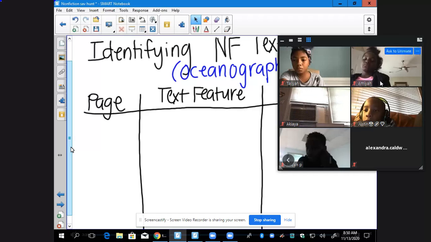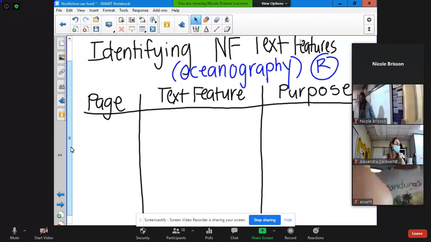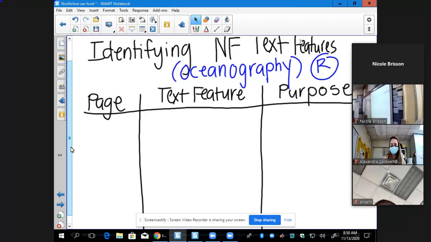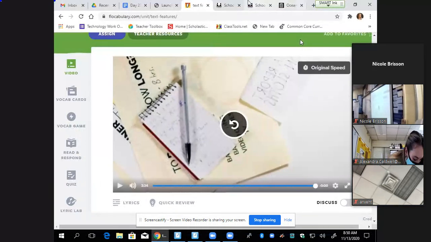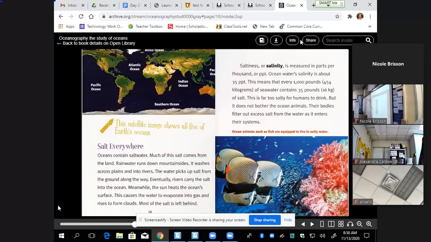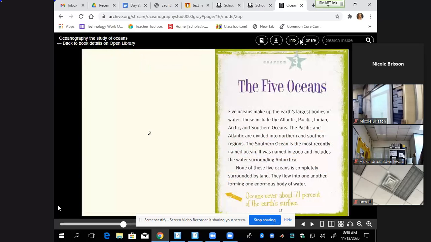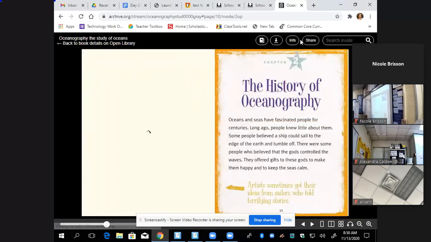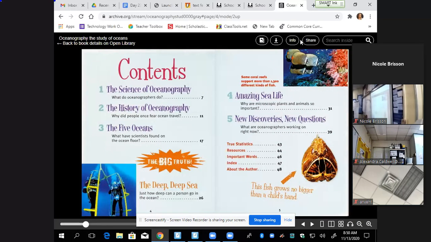So let's get started looking at our oceanography book. We're not going to read the whole thing today, but we're going to be hunting for some nonfiction text features. Okay. So right away, we're going to go back. Right away, what do I see? Table of contents. Right. We're going to start with that right here.